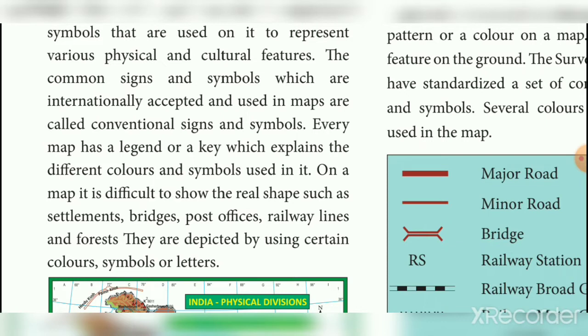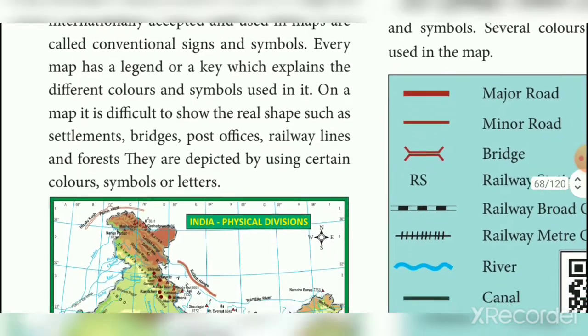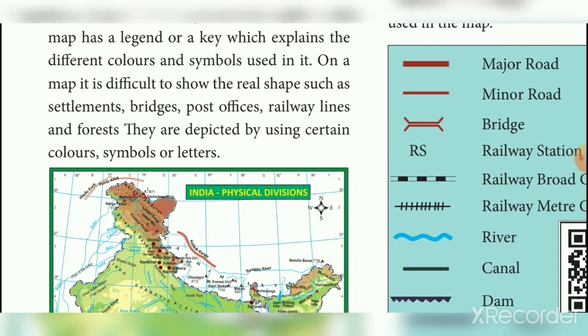Every map has a legend or a key. It explains the different colors and symbols used in it. Basically, we use blue color for water bodies and brown color for hills, like that. On a map, it is difficult to show the real shape of things such as settlements, bridges, post offices, a railway line, and forest. They are depicted by using certain colors, symbols, or letters.